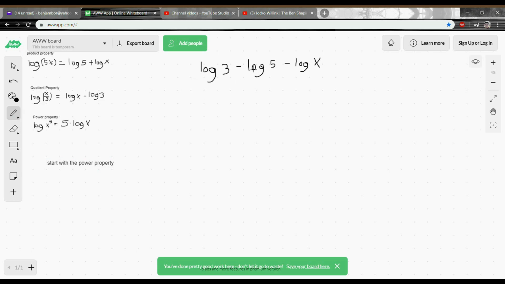We'll look through and see if we can use the power property at all. The coefficient of log 3 is 1, the coefficient of log 5 is also 1, and the same with log x. So we can't use the power property here. So we'll move on to the product and quotient properties. Now, these can be done in any order to get to the same answer. One way might be easier than the other, but you can do either. We can also do a little trick where we do both at the same time, and it gets us to our answer faster.